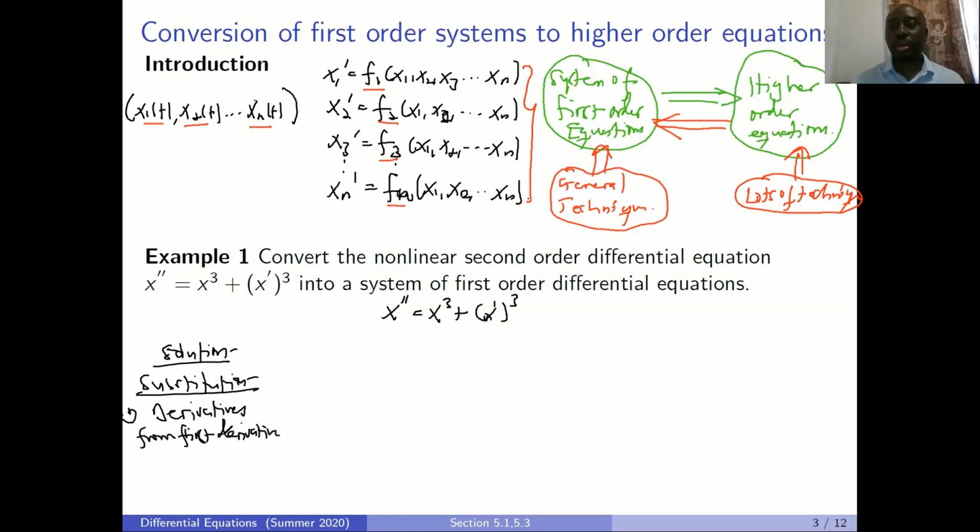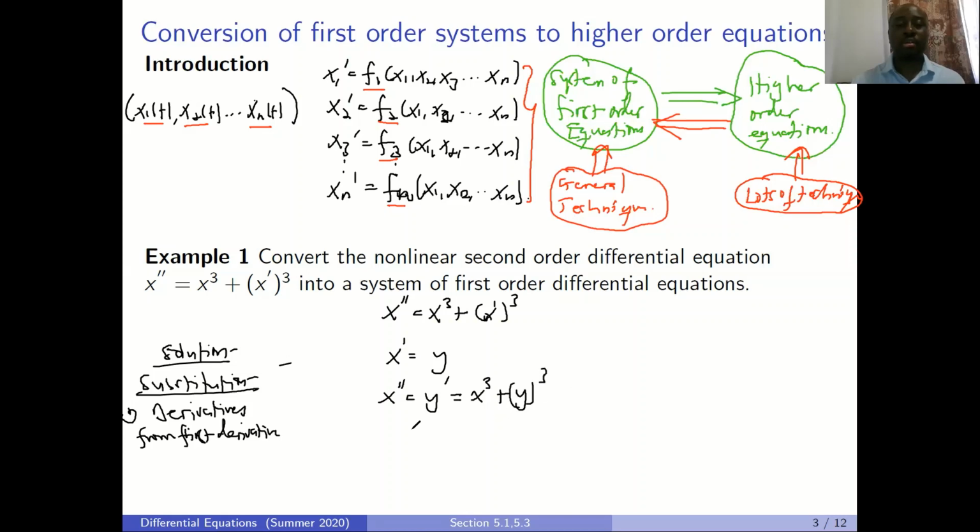And we just give it a new name. So for example, I can set x prime to be a new variable y. If I do that, then x prime prime will be y prime, and that will be given by x cubed from my differential equation, plus, since x prime is y, I'm going to call this y cubed.